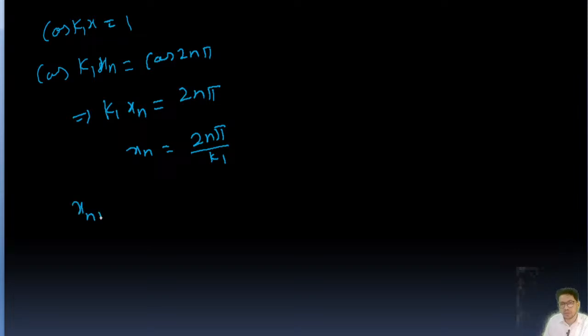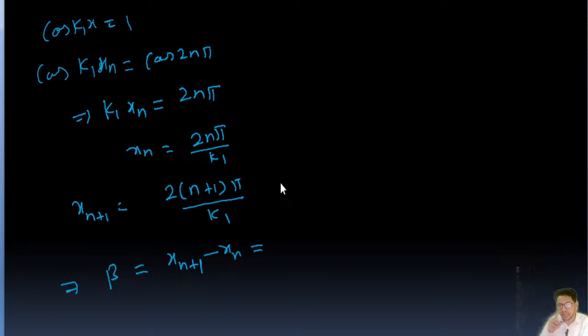So similarly, we can find xn plus 1. Xn plus 1 is going to be 2 pi, we will replace n by n plus 1, upon k1. This implies that beta, the fringe spacing, is going to be xn plus 1 minus xn, right? And if you put the value, this is 2 pi upon k1, and 2 pi upon k1, we know that is lambda, the wavelength, right? And that value we have been given, that is 0.5 micrometer. So this is the value, right?